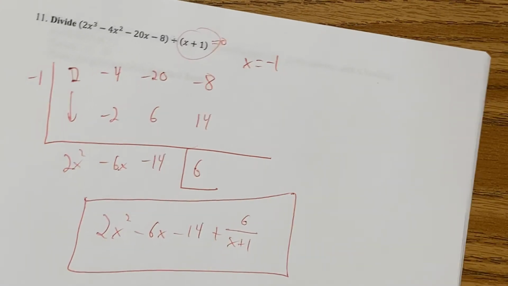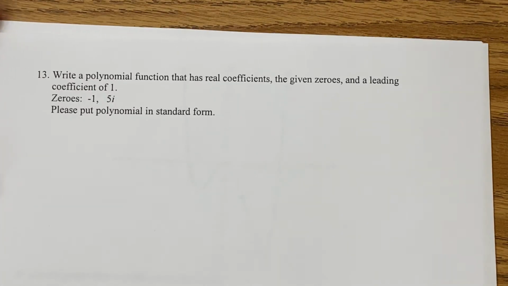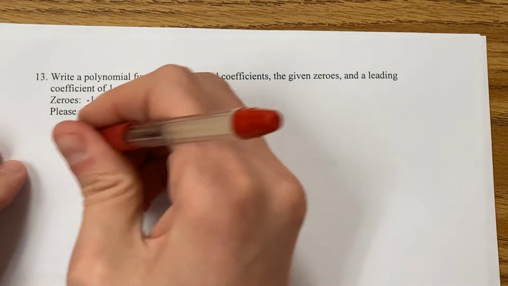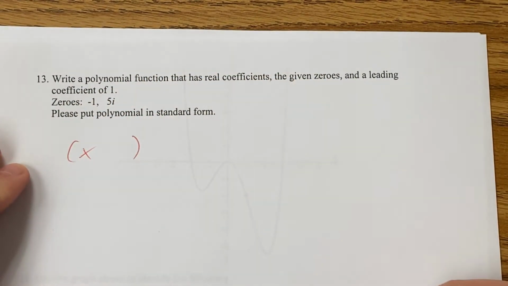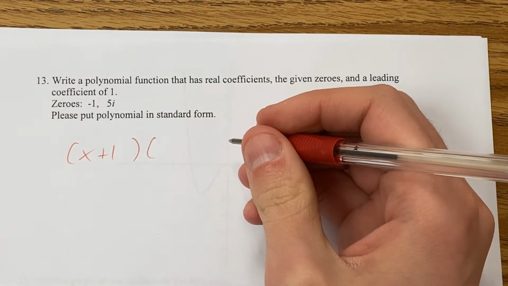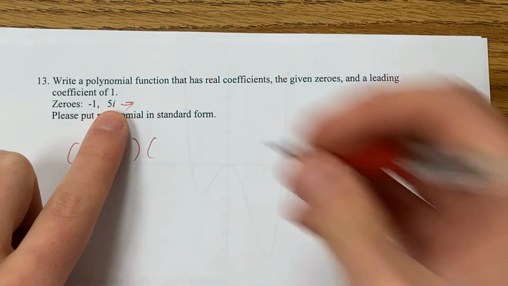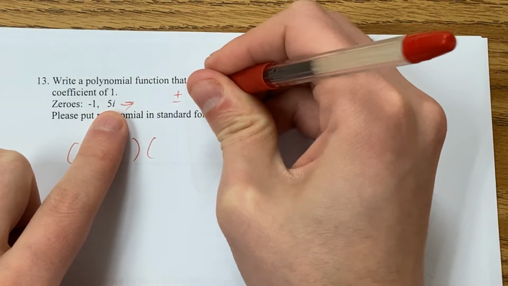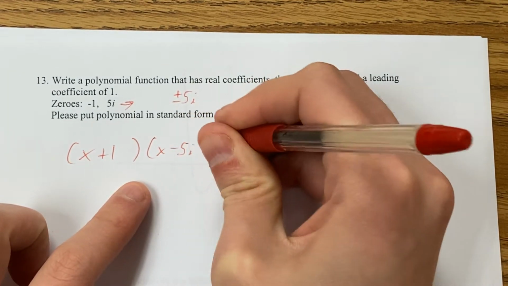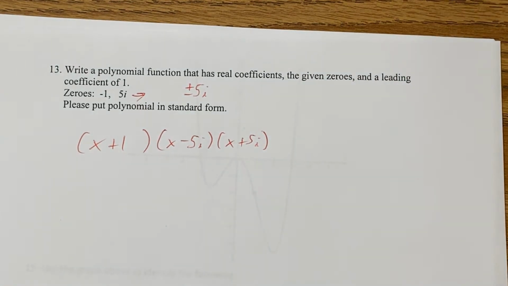So number 13, I suppose, is next. Write a polynomial function, very similar, starting out with negative 1. If it's negative 1, what's the factor going to be? X plus 1. Last video, we talked about the whole thing with i and any square roots. It says 5i, but you have to know that is a plus or minus 5i, which means you are going to have an x minus 5i and an x plus 5i. Even though it doesn't write it, it's there, and you have to do it.